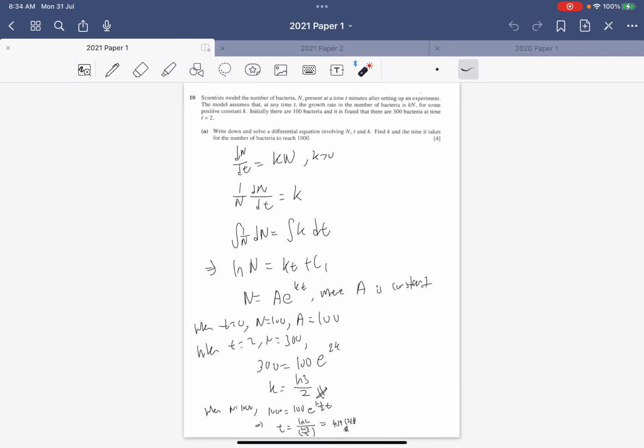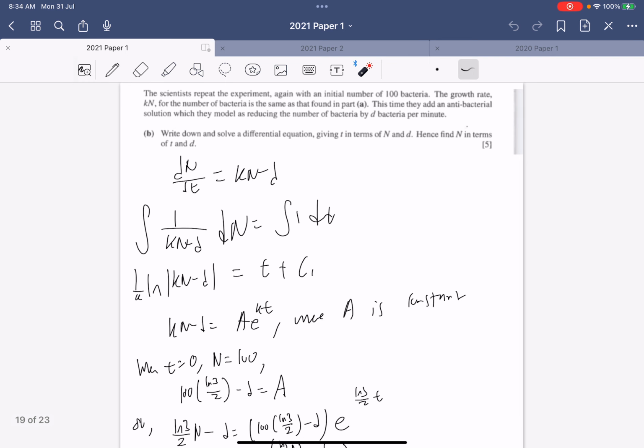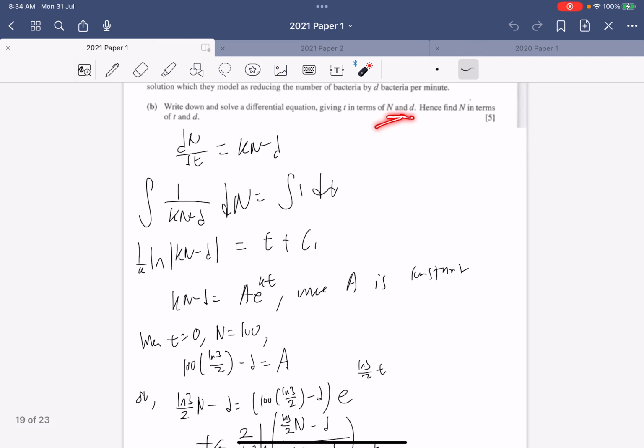So I hope it's clear on how to solve a first order differential equation using variable separable. Next, the scientists now model it a different way, and they found that the growth rate is the same. So this is the growth rate, but now they have this bacteria dying rate. So you need to minus away this constant. And we are supposed to solve the differential equation giving t in terms of n and d.